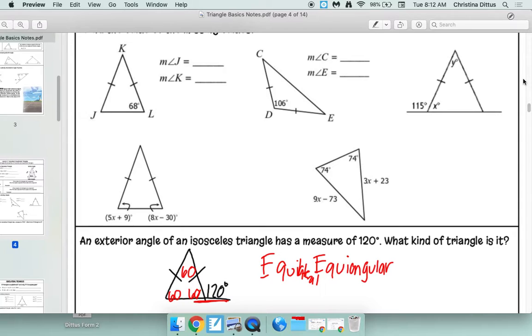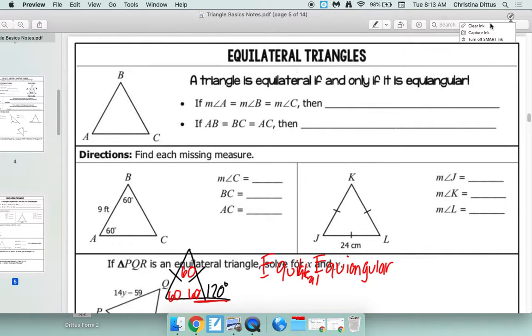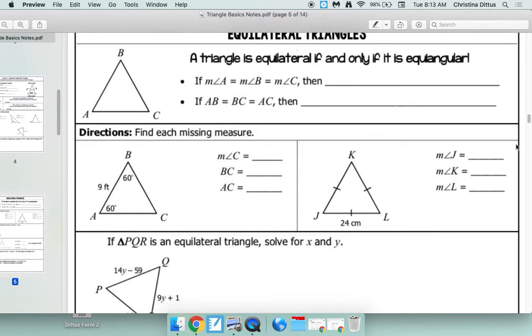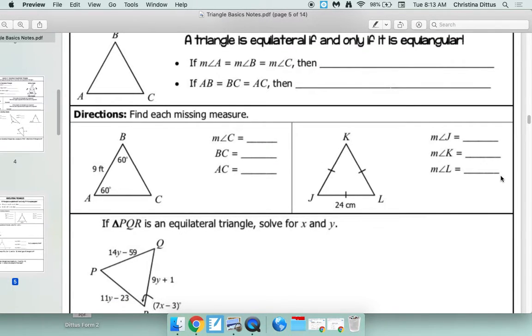Alright. Speaking of equilateral, go to the next page. Something that we kind of talked about yesterday. If all of my angles are the same, what do I know about all my sides? They're all the same. So if A is the same as B is the same as C, then I can say AB is the same as BC is the same as AC. So let's write that down. AB is the same as BC is the same as AC. Everything is the same.